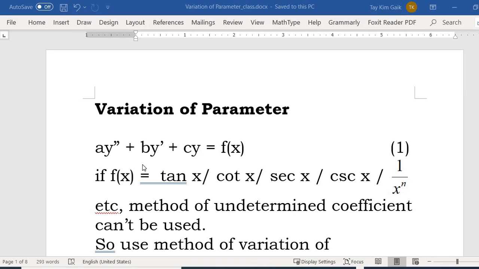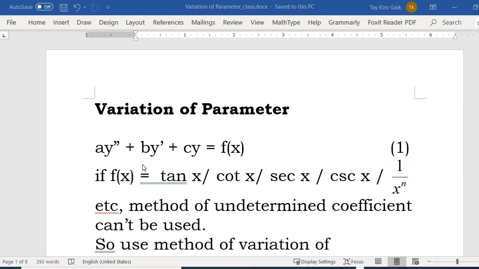Okay, we are going to continue with the last method for solving second order non-homogeneous equations, second order linear with constant coefficients. We have learned how to solve it using undetermined coefficients.